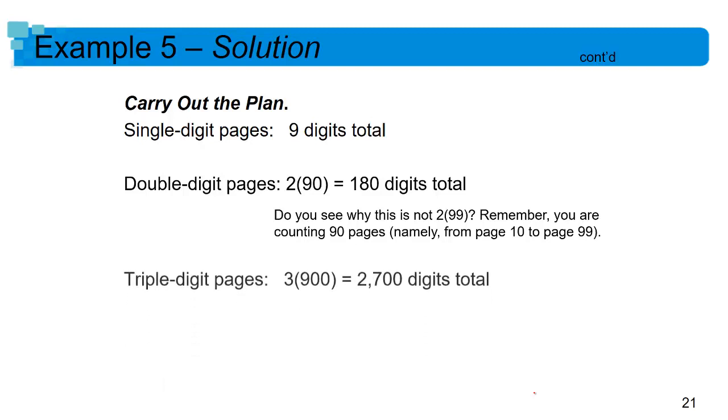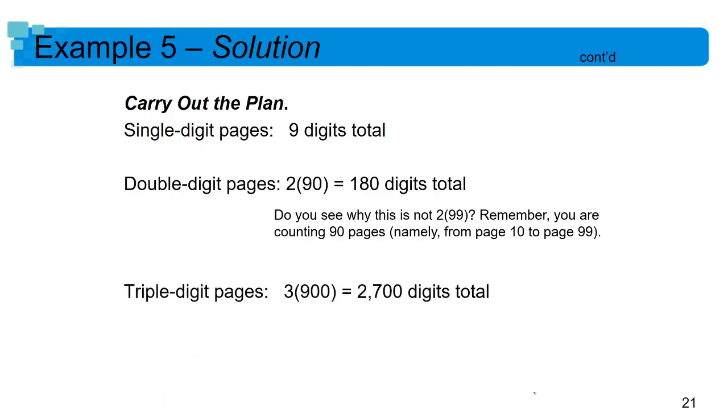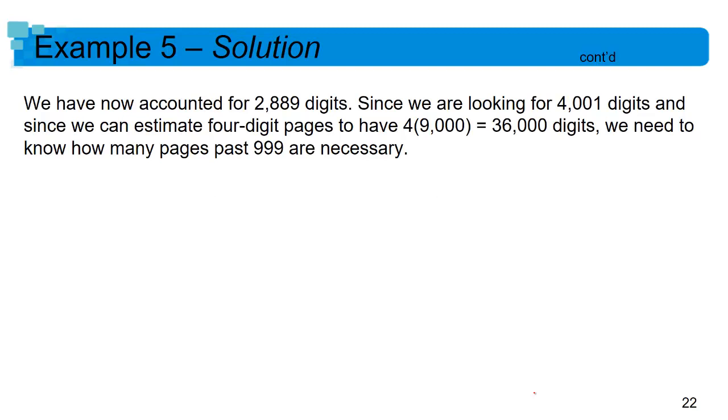Okay, let's expand the pattern. Now let's look at all of the pages with 3 digits. So that's 100 up through 999. Well, again, up to 999 is 999 pages, but we already have the first 9 pages are single digits. Then we have 90 pages that are double digits, so those 99 pages are gone, and that leaves us with the other 900 pages. 900 pages all have 3 digits, right? 100 up to 999. So 3 times 900, 2,700. So if we add those 3 numbers together, we already have 2,889 digits.